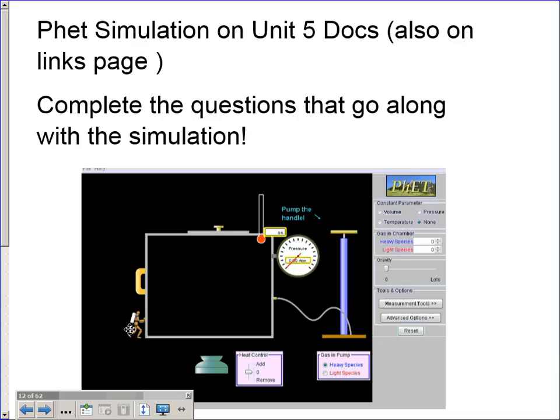All right, give me a thumbs up if you've made it to the simulation. It is a Java-based simulation, so yes, you have to say allow, and then you say update later, don't update, because you can update, but you don't have the power to. And there's a worksheet that goes along with it.